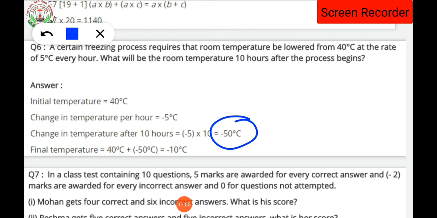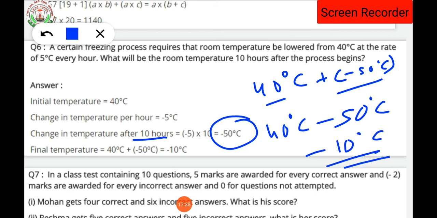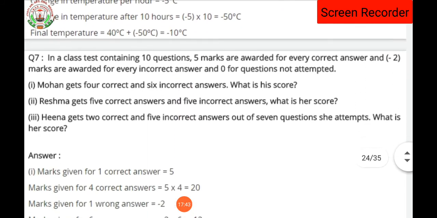Due to the fall at every hour, that's why. So the final temperature is the initial temperature we have, 40 degree, and what is the temperature after 10 hours, 10 घंटे बाद टेम्परेचर क्या होगा, that is -50 degree centigrade. So the initial temperature will be added with the final change. Open the bracket, minus and plus will be minus. So 40 degree centigrade will be subtracted with 50 degree centigrade. The answer will be -10 degree centigrade. Clear everyone? Okay, next question we are having question number 7.